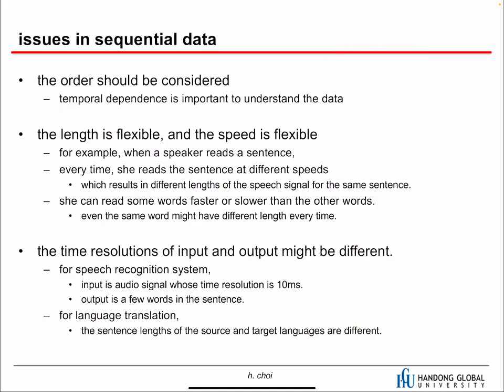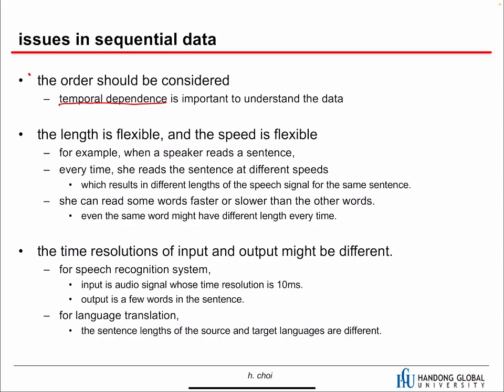So when we handle sequential data, there are a couple of basic issues. First, the order should be considered. As I said, this is not IID, so we have to look at the data samples with their dependencies, and especially in sequential data, we have temporal dependencies. Without the temporal dependencies, we cannot understand the data set. So it's important.